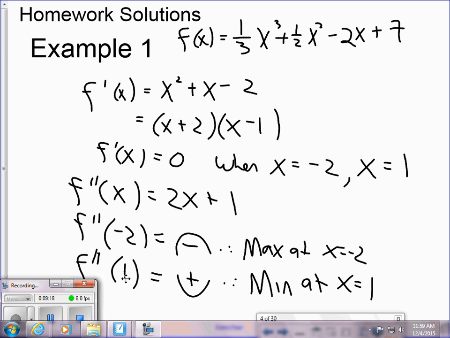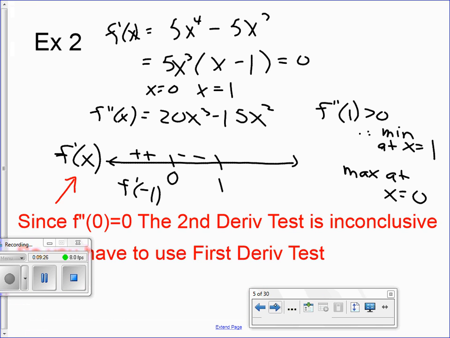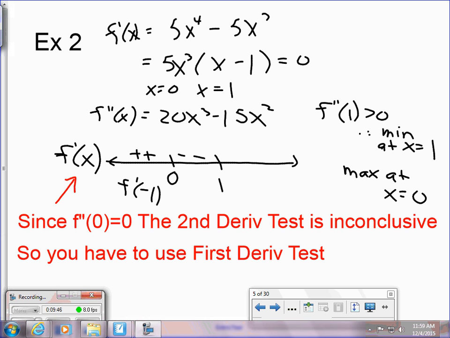Now, the second derivative test for extrema worked great on number 1. We get to number 2, and it worked fine to get one of the extrema. You set your first derivative equal to 0. You got x equals 0, x equals 1. When you put the 1 into the second derivative, it was positive, so you know you had a min at x equals 1. But like the 0, when you put that into the second derivative, you should have got 0. And when that happens, the second derivative test is inconclusive, and you just got to go back to the good old first derivative test for extrema.